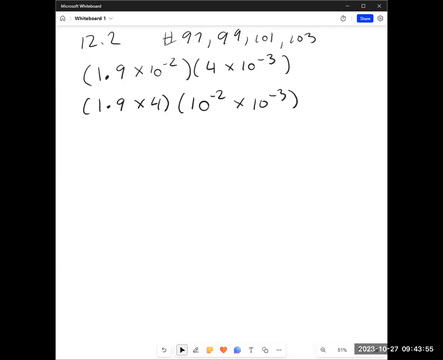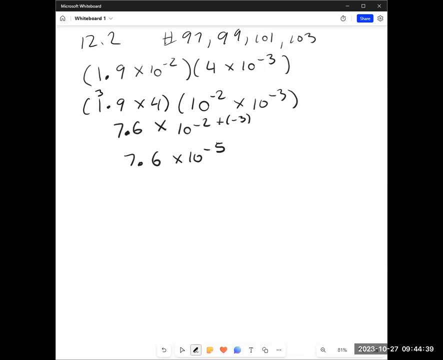The parts that are not exponential with the parts that are exponential. So 4 times 9 is 36. 4 times 1 is 4, plus 3 is 7. We have one decimal point there, so it goes there. And this is going to be times 10 to the negative second plus a negative third. When I multiply like bases, I add the exponents. 7.6 times 10 to the negative fifth. And that is correct for scientific notation.